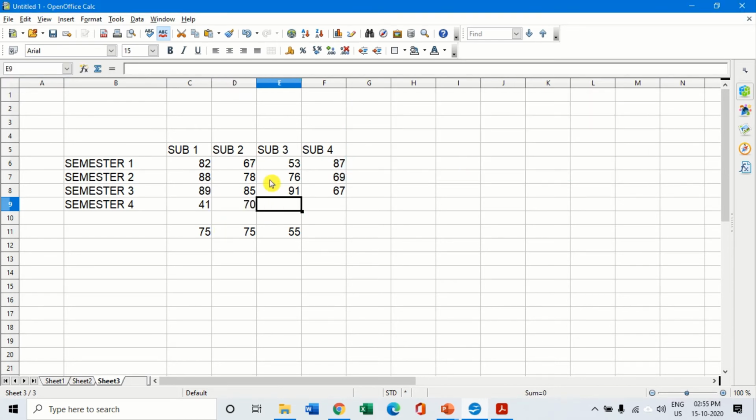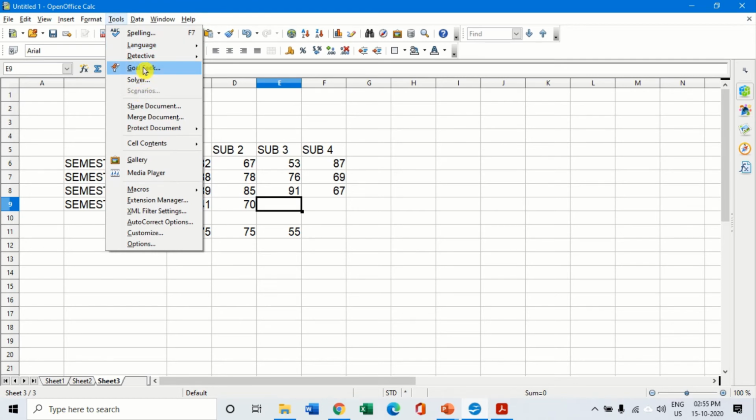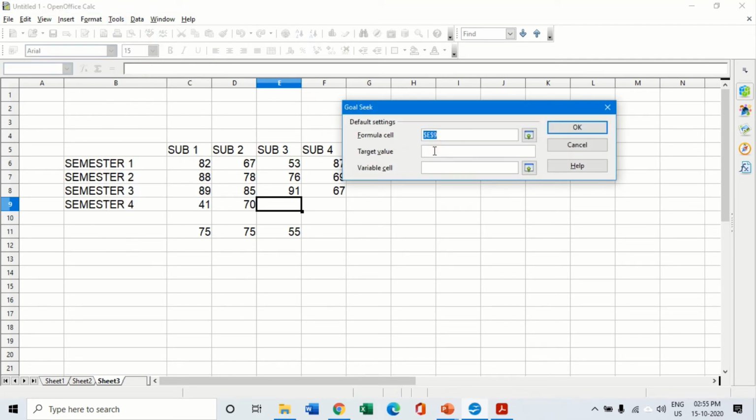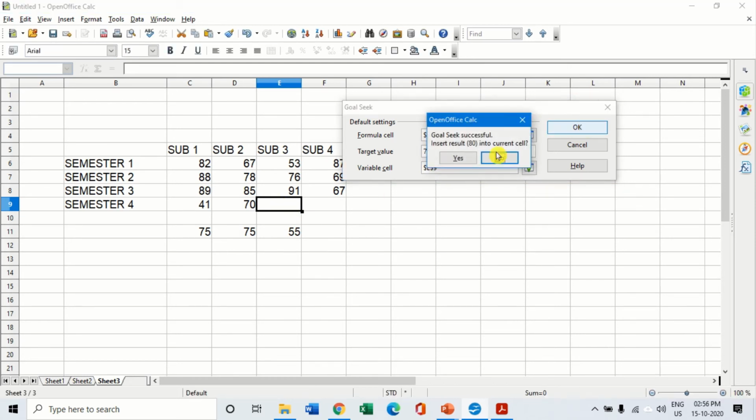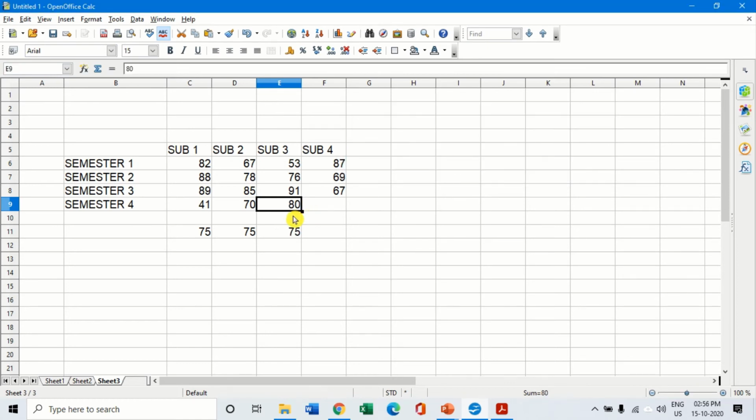Similarly over here again, Tools, Goal Seek. The formula is in this particular cell, my target value is 75, and my varying cell is the semester 4 marks. Say OK. Now 80% marks is needed to get 75%. Similarly over here I can drag this formula, because the formula remains the same.